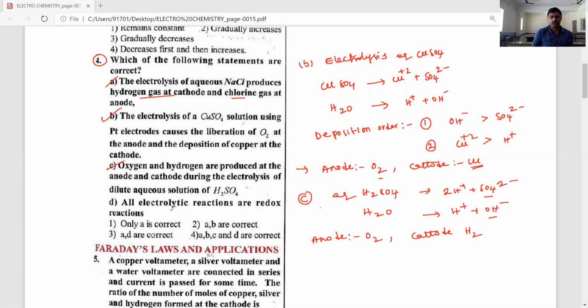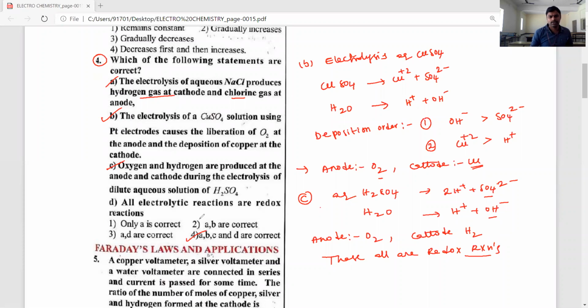Now, electrolytic reactions all are redox reactions. These all are redox reactions only, because in those reactions at anode oxidation and at cathode reduction, both are present. If in a chemical reaction both oxidation and reduction are present, it is called a redox reaction. So the electrolysis reactions all are redox reactions. So the answer is all are correct, the fourth option.